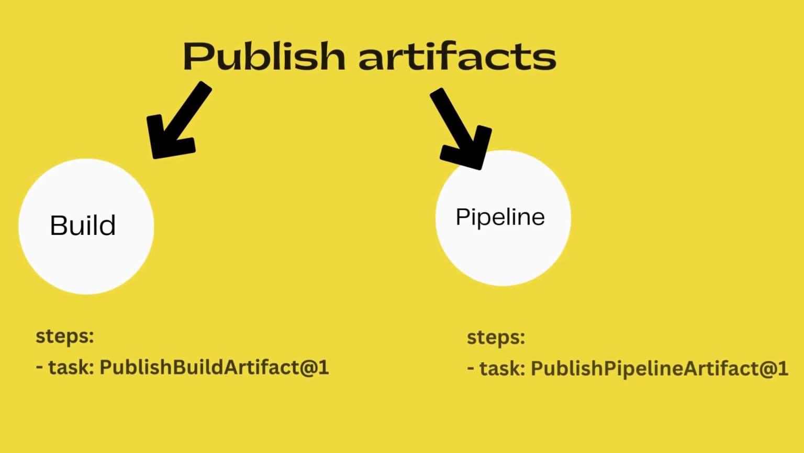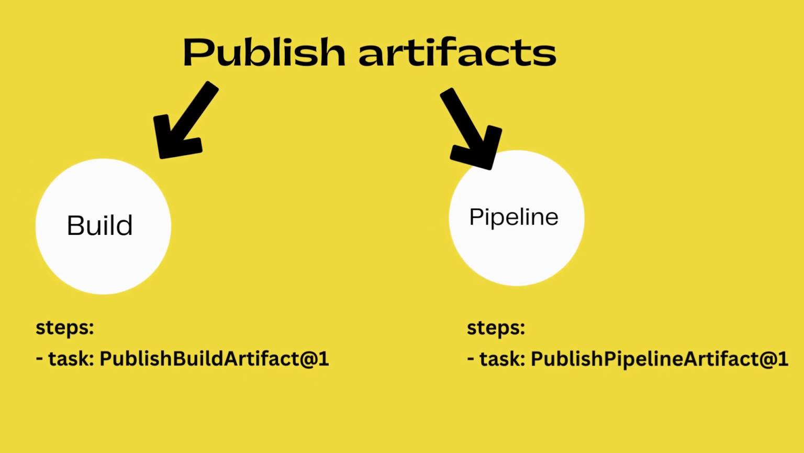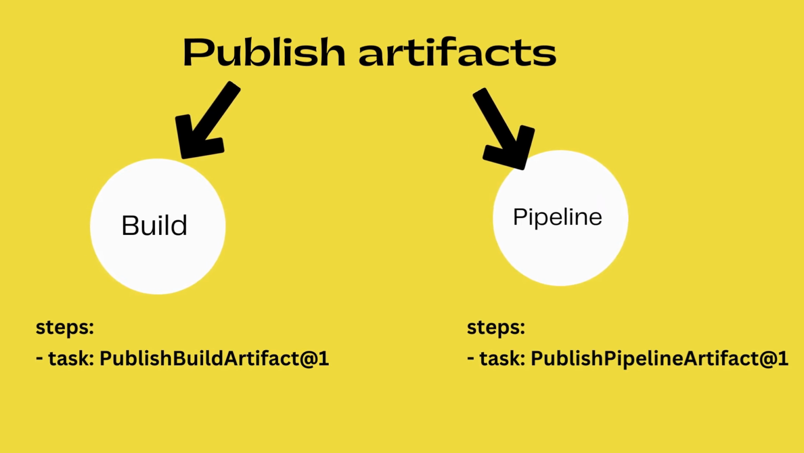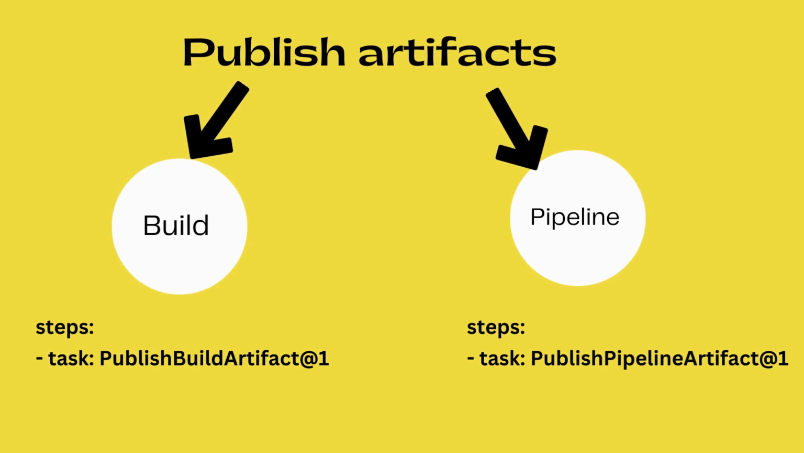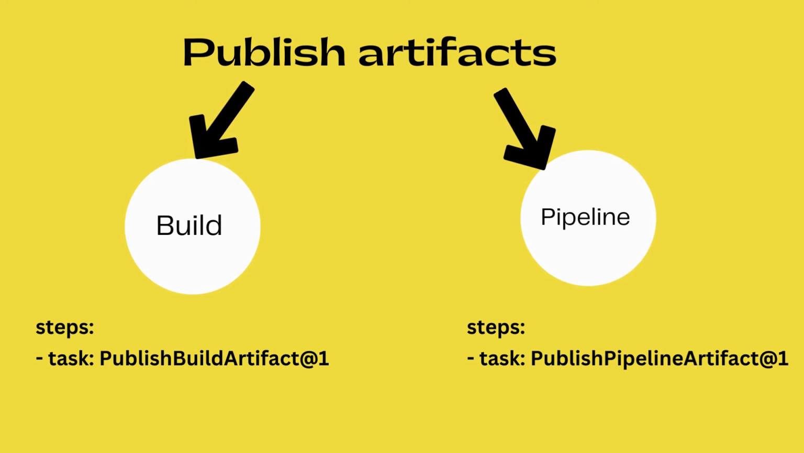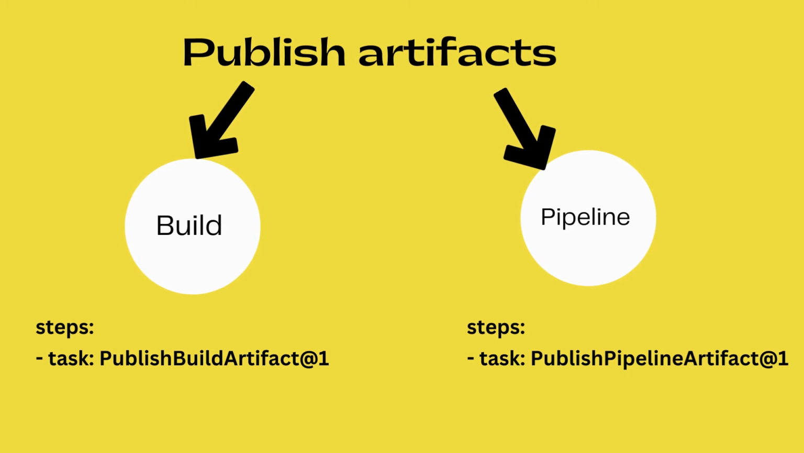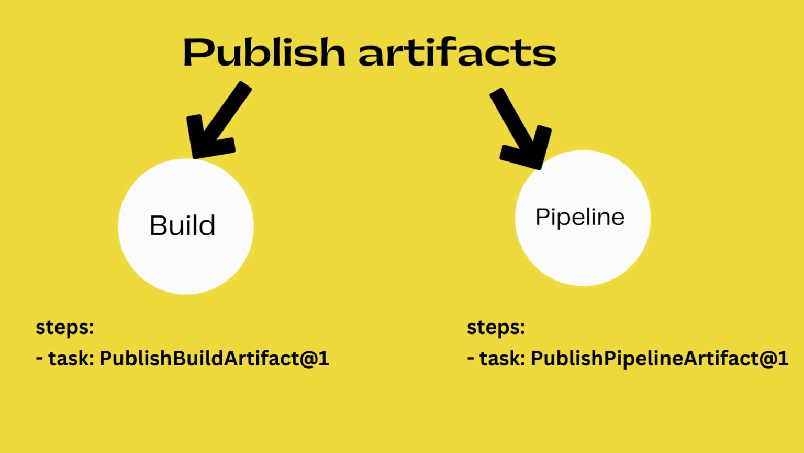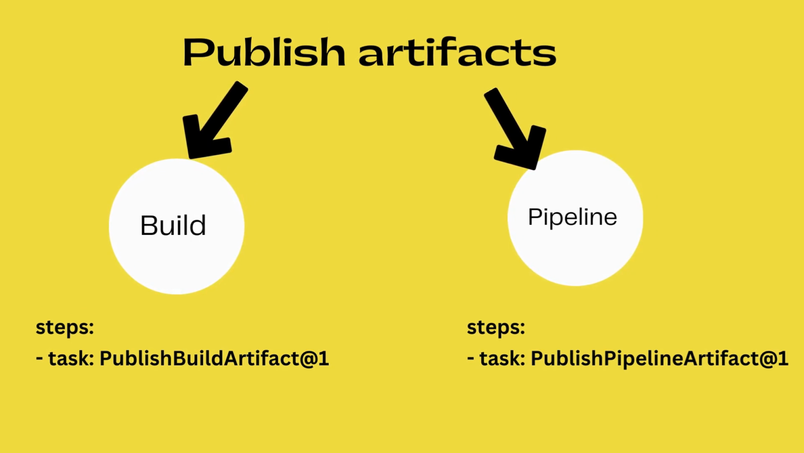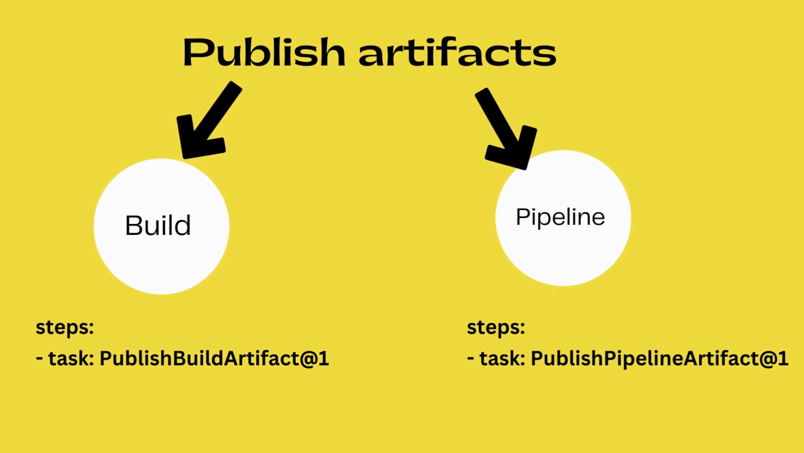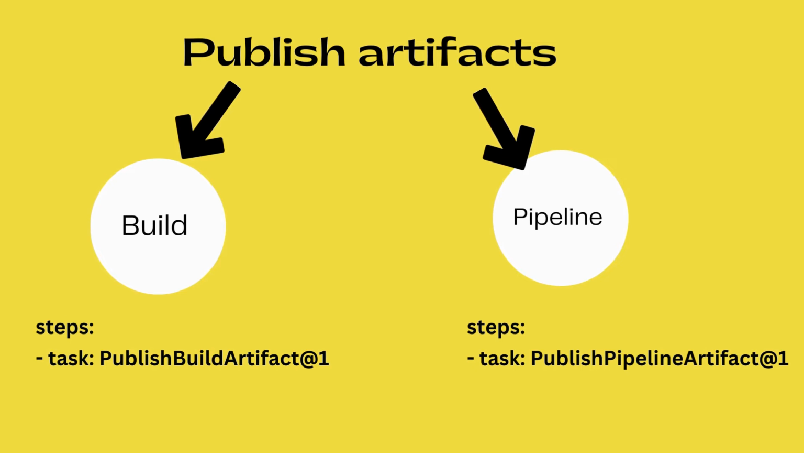Now publishing the artifacts depends on two types, the build artifacts and the pipeline artifacts. When we are talking about the build publish artifact, we have the one task, publish build artifact, and these tasks are the predefined tasks in the Azure DevOps directory. Okay, and for the pipeline we have the publish pipeline artifact, and what is the difference between them we will see in the next video.